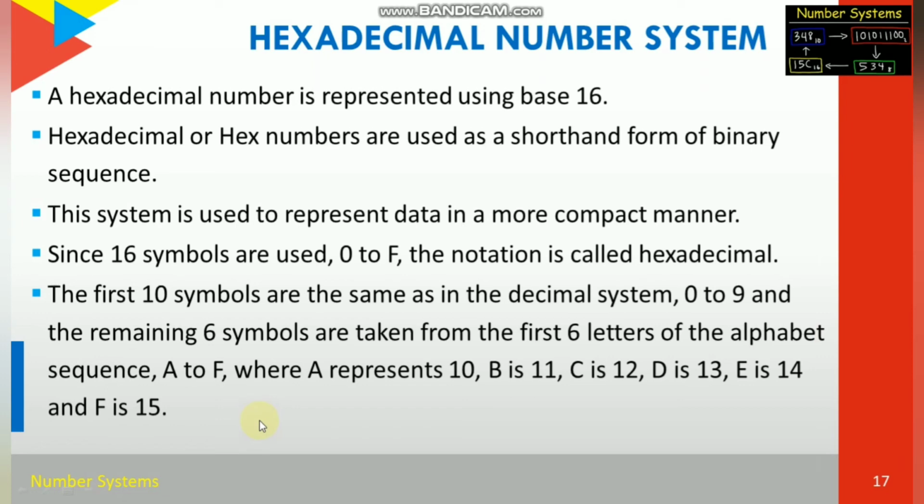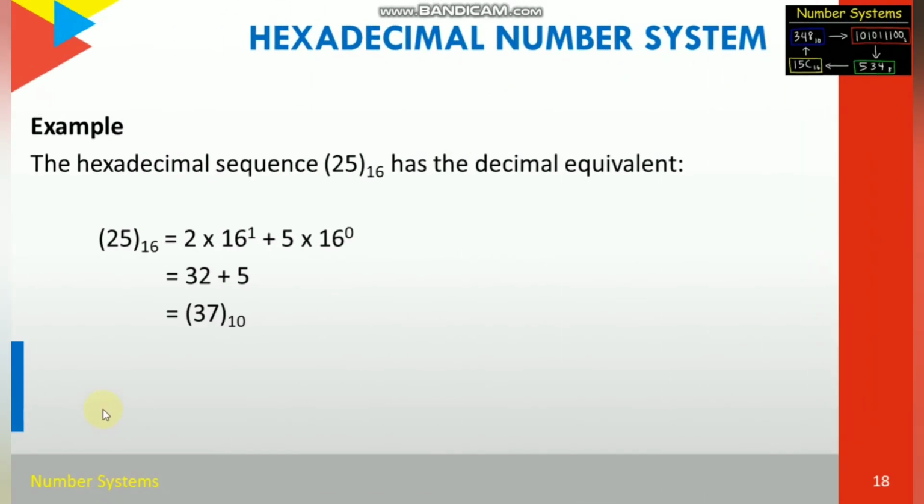Then the last type of number system is hexadecimal number system. So here in the hexadecimal number system, the base value would be 16. Alright, so the sequence of the number will be from 0 to 9, and the remaining 6 symbols are taken from the first 6 letters of the alphabet, where A represents 10, B is 11, C is 12, D is 13, E is 14 and F is 15. So totally you will have numbers 0 to 9 as well as alphabet starting from A to F. So let's see an example for it.